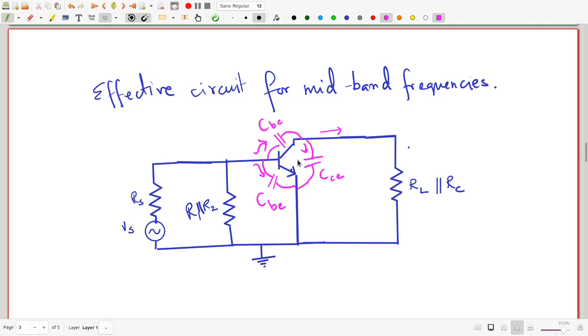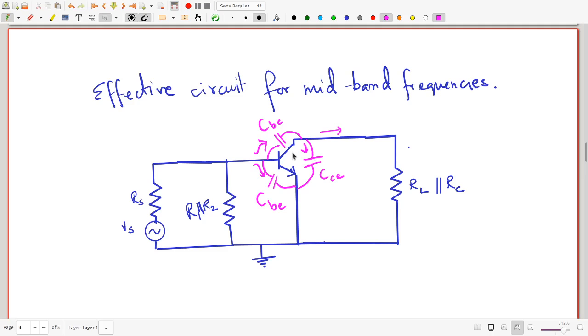Somewhere in the middle of this, there's usually a large range of frequencies for which the impedance of CB1, CB2 and CE is very small, whereas the impedance of these CBE, CBC and CCE, the stray capacitors, is still rather huge. So for the mid-band frequencies, you can actually ignore all these extra capacitors that you have drawn.